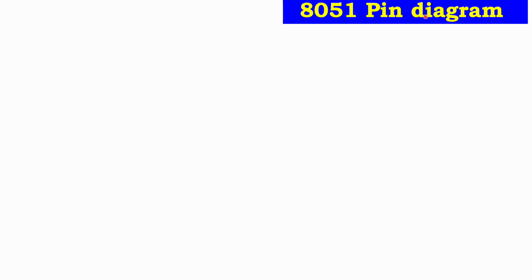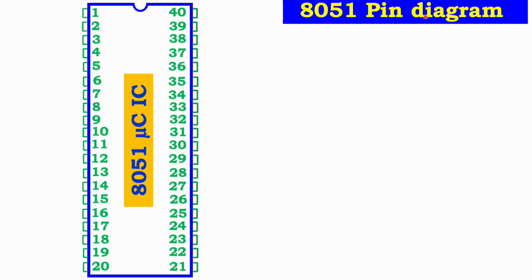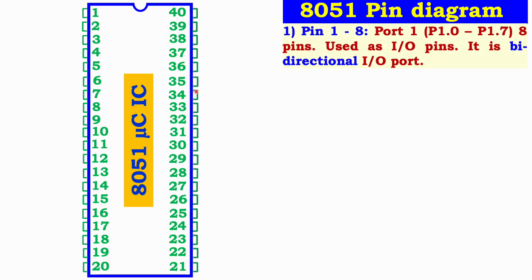Today we will discuss the 8051 microcontroller pin diagram. The 8051 microcontroller has 40 pins, 20 pins on the left side of the chip, and the remaining 20 pins are on the other side, the right-hand side. So let us discuss all these 40 pins one by one.